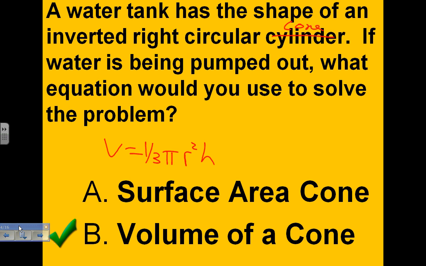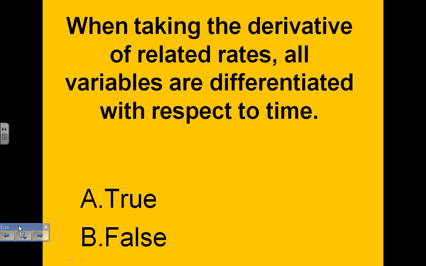What would an inverted cylinder be? A cylinder. Wait, this is for a cylinder? This is for a cone. A cylinder is pi r squared h. There's no 1/3. But you're going to need that equation for your homework. And when taking the derivative of all rates, all variables are differentiable with respect to time.